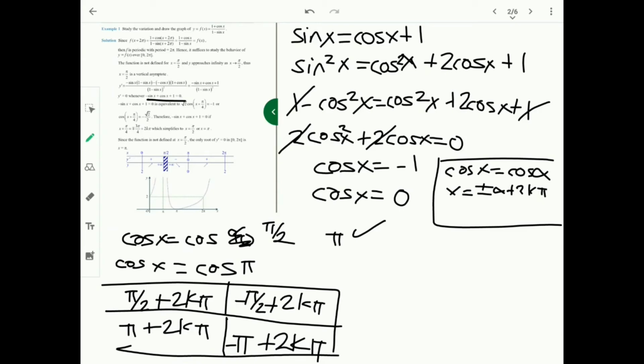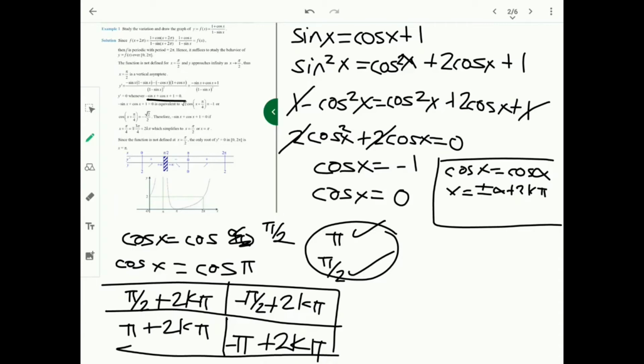Pi over 2 when k is 0 is accepted. You can see here you get the same value, pi, minus pi plus 2 pi. Minus pi over 2, k equals 0 doesn't work. 3 pi over 2 again doesn't make sense, so we should only keep these two, right?